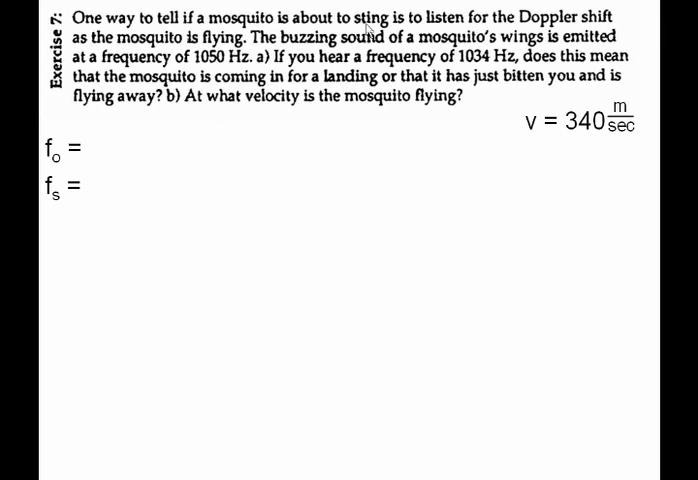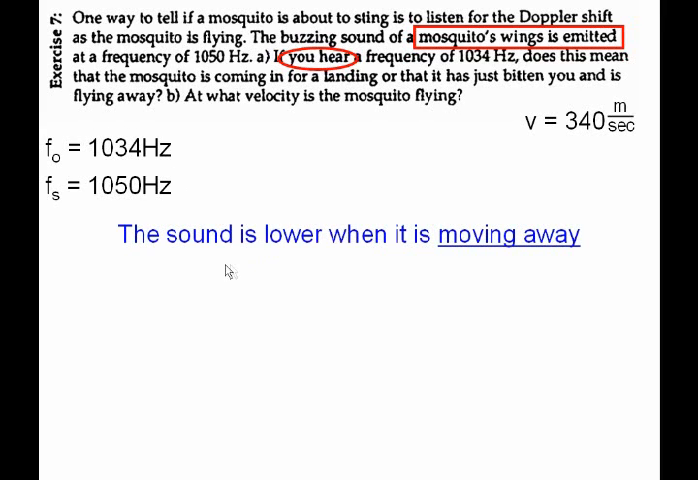Problem number 7, about a mosquito. It says the mosquito's wings emit a frequency, which makes the mosquito the source. And if you hear a frequency, you are the observer. You're hearing a frequency of 134. The first question is: is the mosquito coming in or going away? You're hearing a lower frequency, and sounds with a lower frequency happen when the object's moving away.